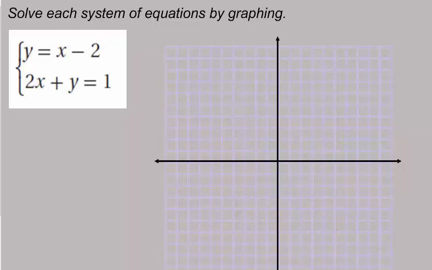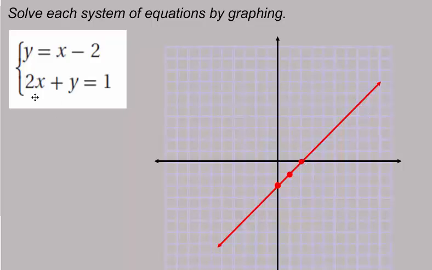Let's look at another example. So again, I've got a system of equations. I'm going to go ahead and graph my first one. My y-intercept is -2, and my slope is 1. So I've got -2, my slope is 1, so I'm going up 1, right 1, up 1, right 1. I can create my line there.